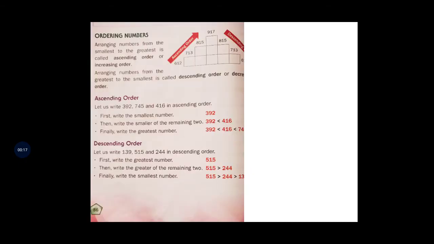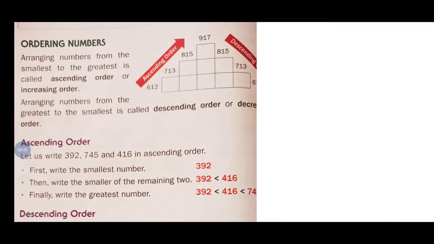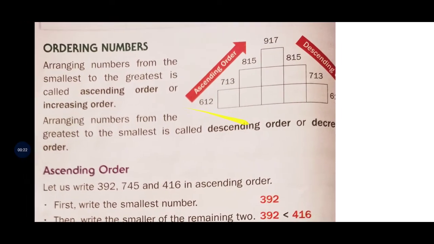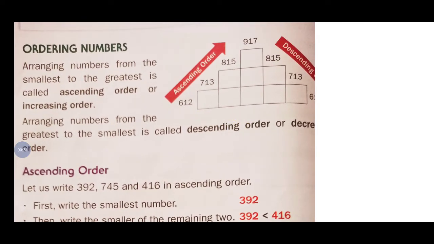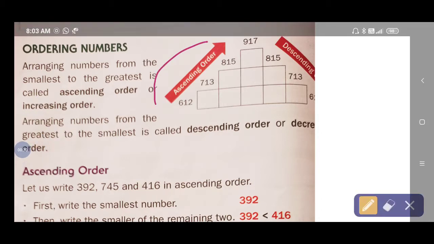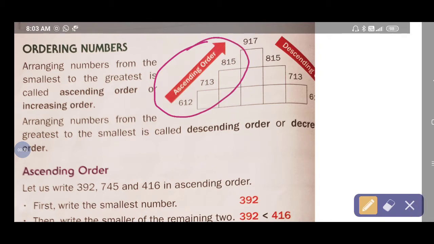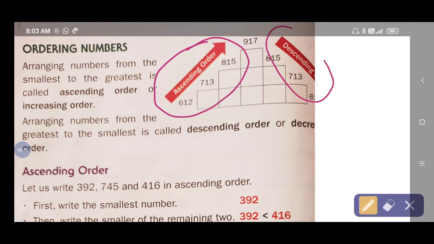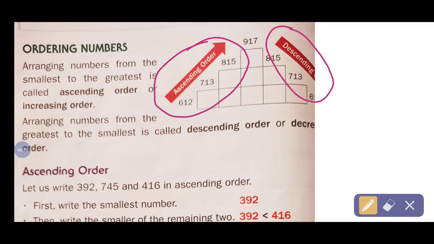Then see here, ordering numbers. What will it be? Ordering numbers. Order means either ascending order or descending order. I will show this one. See, this is an ascending order. Okay, na children? And this is a descending order. So what is meant by ascending order and descending order?